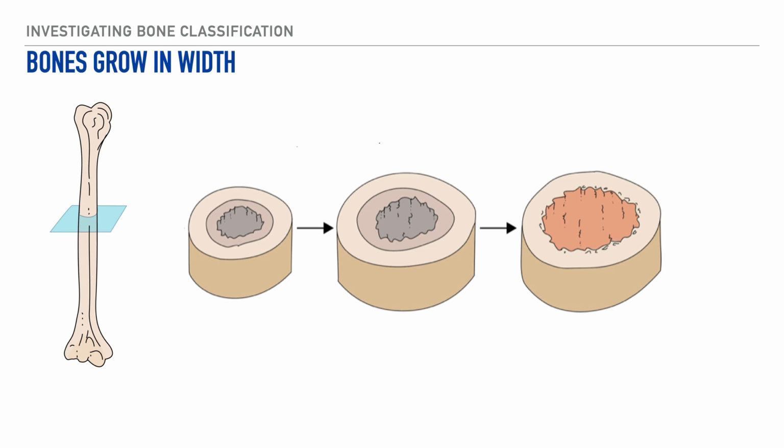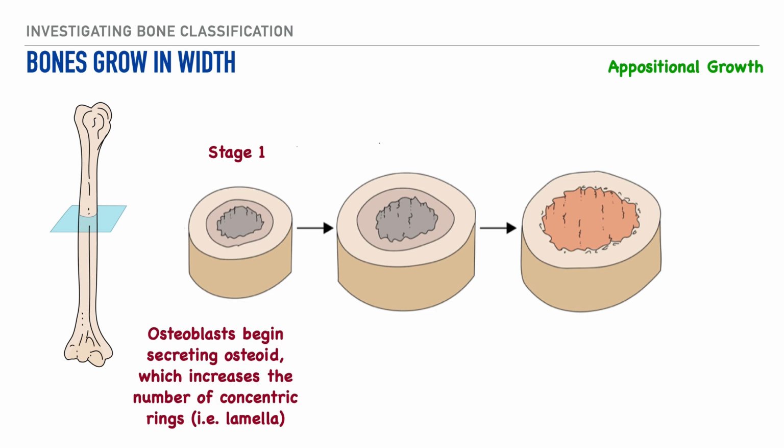So now that we've reviewed the process for bone growth lengthwise, let's talk about how bones grow in width. And in anatomy, we refer to this as appositional growth. And as a quick side note, while we primarily see interstitial growth taking place during adolescence, appositional growth occurs throughout our lives. Now, in stage 1, within the medullary cavity of the bone, we find osteoblasts.